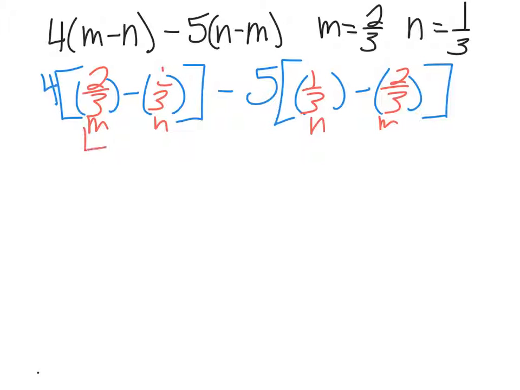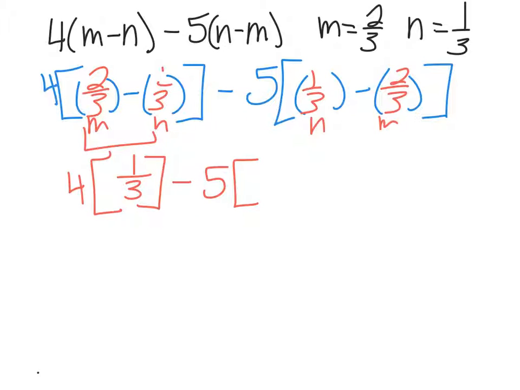Alright, so here, 2/3 minus 1/3 is 1/3 times 4 minus 5. 1/3 minus 2/3. When I subtract those, I get negative 1/3. So now let's multiply top times top, bottom times bottom, 4/3. Negative times a negative is a positive, so I have 5/3.